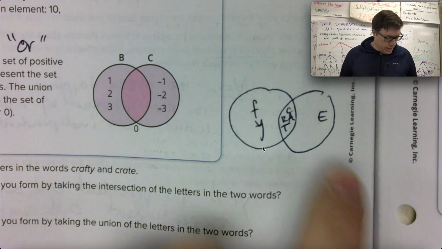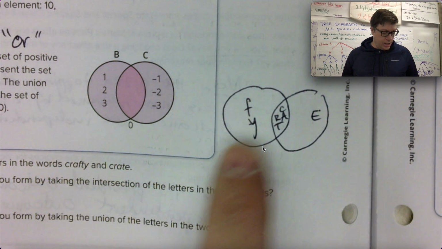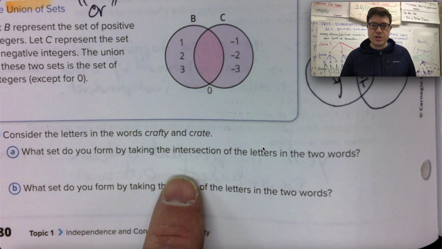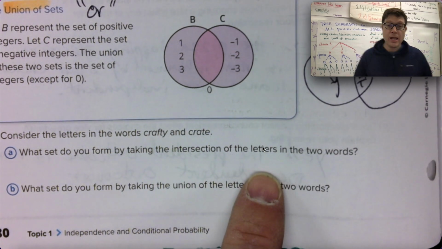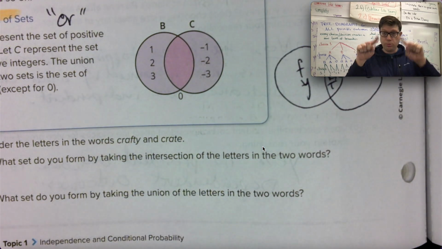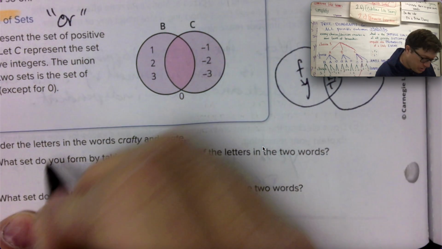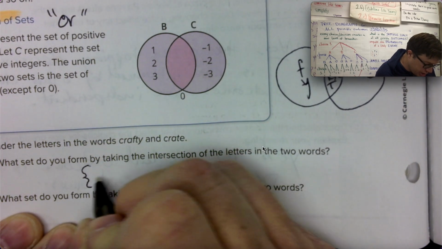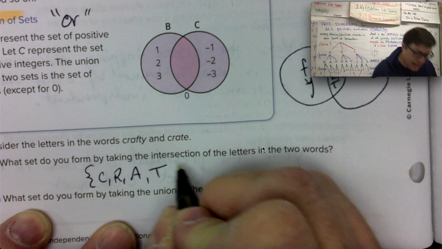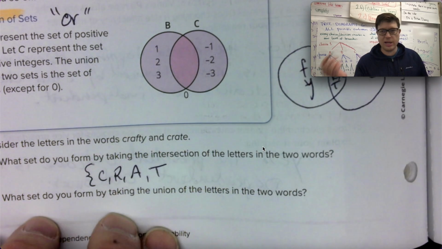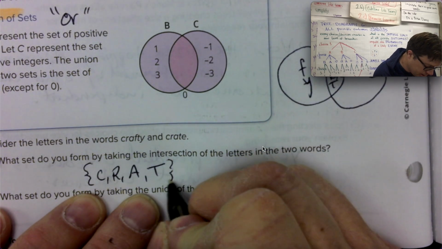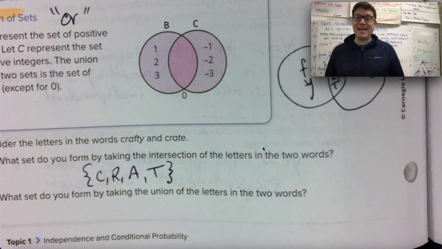Now, crafty is the arrangement. What set do you form by taking the intersection of the letters in the 2 words? It's only the letters they have in common. And as a set, we should use the brace notation. So it's a forehead and a nose and a chin. C, R, A, T. And then we need to close it, like how you close parentheses. A forehead, a nose, and a chin. We have the set of letters.